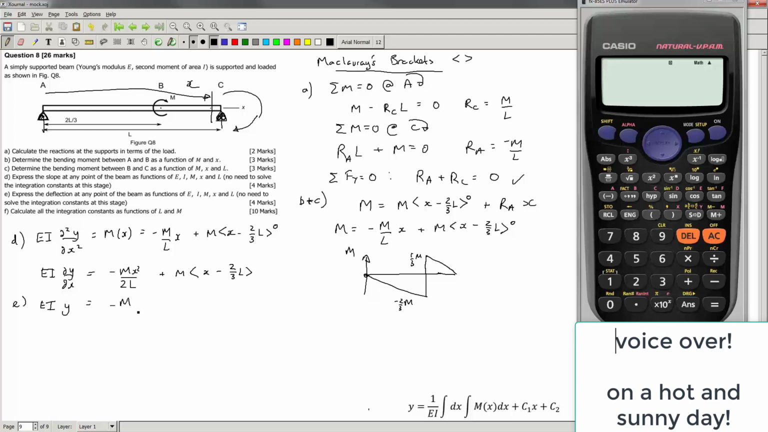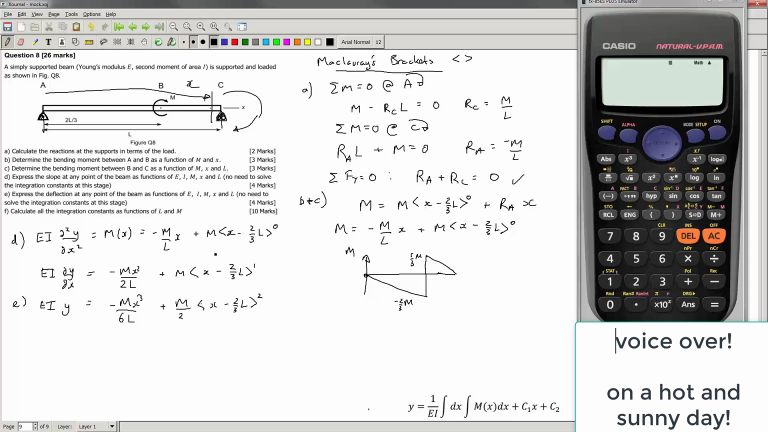So I've got x squared, that becomes x to the power 3 divided by 3, so my 2 becomes a 6, 2 times 3 is 6. Now let's integrate this term here. You've got m, which we'll treat as a constant, and now we're going to integrate this Macaulay's bracket. It's Macaulay's bracket to the power 1. If I want to integrate something to the power 1, it's going to become to the power 2 divided by 2. So Macaulay's left hand bracket x minus 2/3 L to the power 2, and we'll put the half in front.